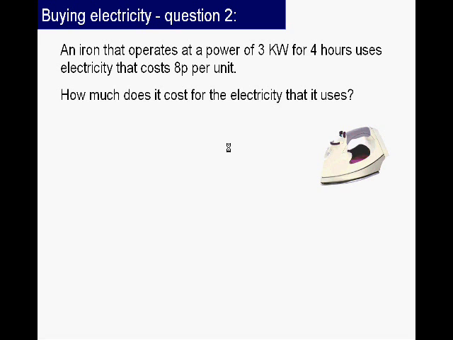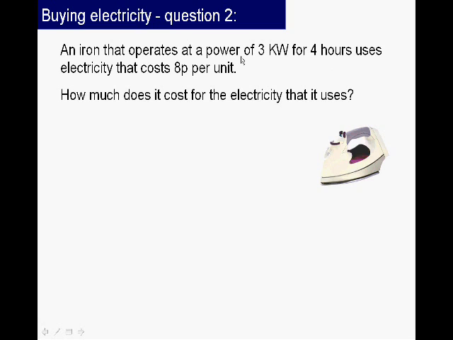Well, the formula we've just looked at, cost equals number of units times cost per unit, won't work because we do not know the number of units that the iron has used. We have to calculate that. For that, there is another formula. You might want to write this down. It will not appear on your screen. The formula for the number of units used is power times time. The power must be in kilowatts and the time must be in hours.